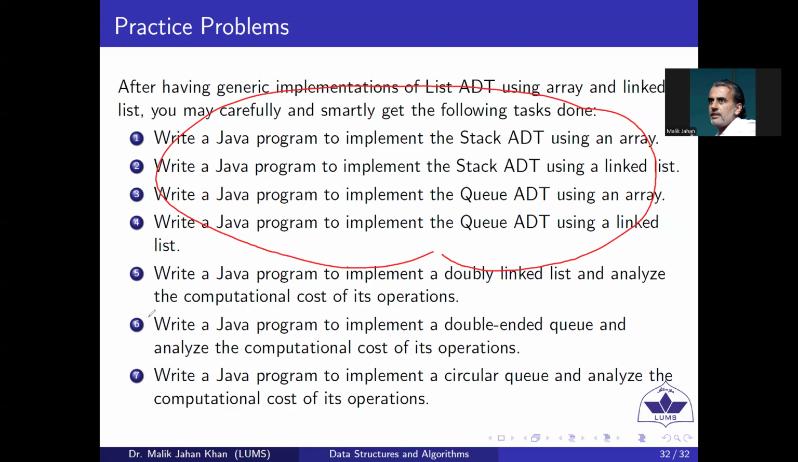For problem number 5, 6, 7, those are the optional ones for this week. If you get time and if you have your own interest to move forward, you can get to doubly linked list, double-ended queue, and circular queue. Otherwise, we'll be doing them at the start of our next session, and then we'll be concluding this list stuff.